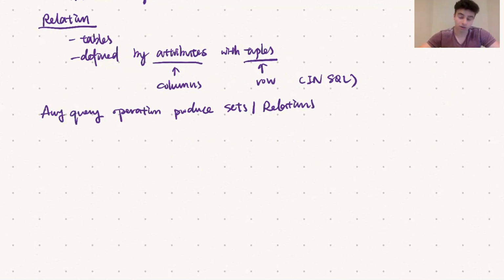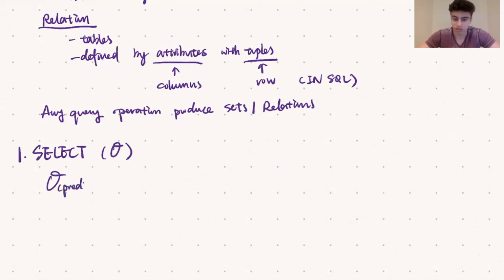So let's take a look at our first operator. Our first operator is the select operator. Now, the select operator takes two parameters, a relation and a predicate. Now, the relation can either be a table or another subquery. The reason we know it can be a subquery is because every query outputs a relation, so therefore it's valid in terms of the input parameters.